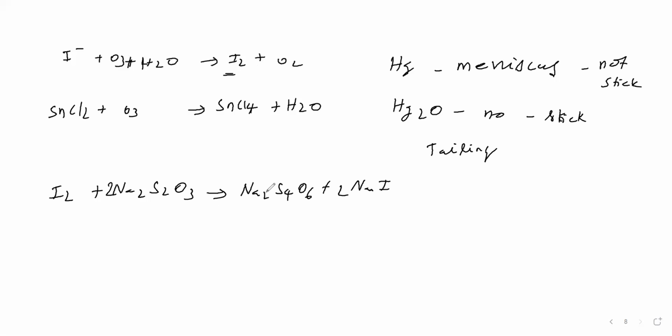So based on this titration, that means pipette solution, burette solution titration, we can find the number of moles of iodine liberated. From the number of moles of iodine, we can say the number of moles of ozone. From this, we can estimate ozone. That means we can estimate the amount of ozone present.